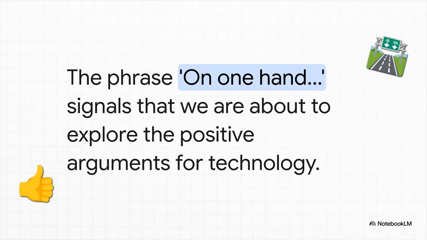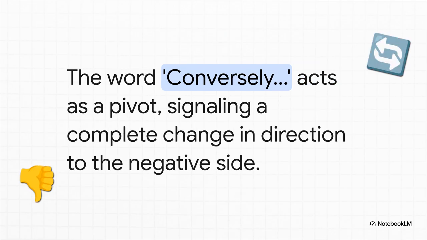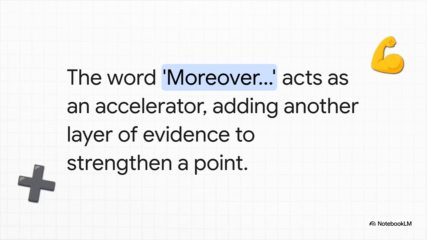And how do they guide us so well? With signposts. This first one, on one hand, it's like a big, clear marker on the highway. It tells us, okay, for the next little bit, we are just exploring the positive arguments. It's so simple, but it's incredibly effective. And then, just when you're getting comfortable with that idea, bam, conversely. This isn't just some random transition word, it's a pivot, a total change in direction. With this one elegant word, the writer tells us, okay, now we're going to look at the other side of the issue. It's masterful.